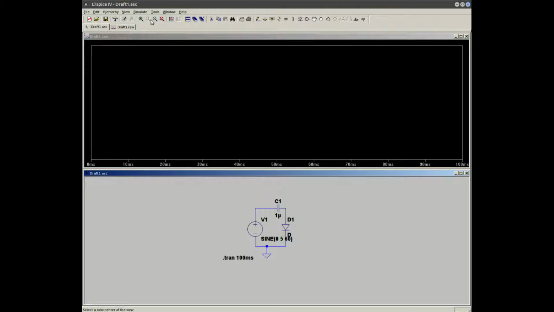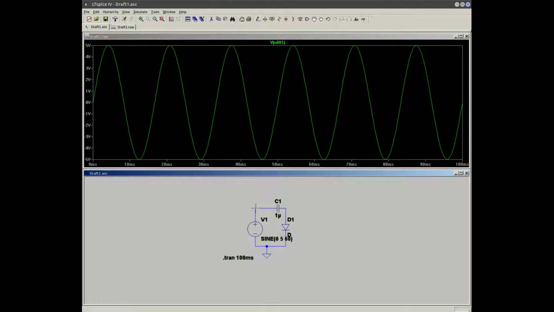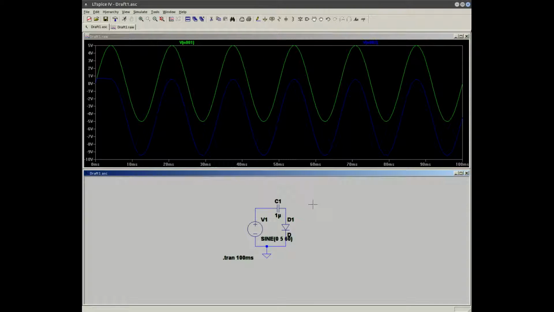Alright, now I'm just going to run it and we'll take a look at the input signal again. 5 volt peak to peak, and the output. And it shows it again because of the D1 diode. It starts conducting at 0.7 volts above 0 volts. And just like last time, it continues in this manner, but we're going to do something different.